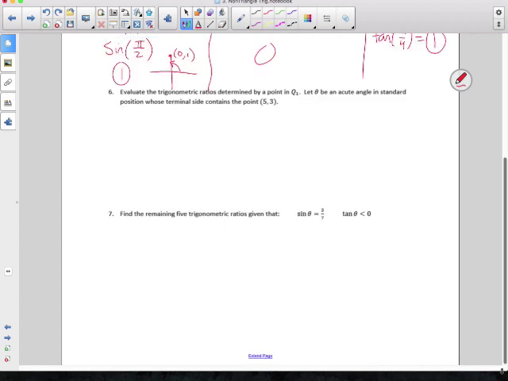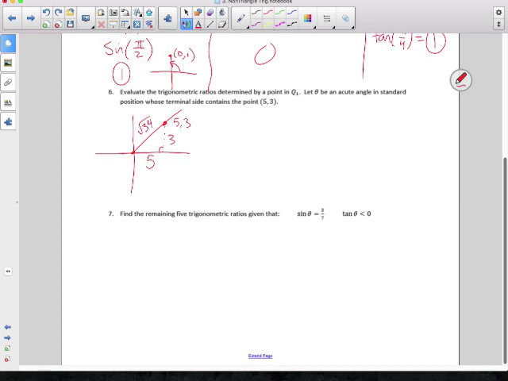Here it says evaluate the trig ratios determined by a point in the first quadrant. Let theta be an acute angle in standard position, whose terminal side contains the point (5, 3). Standard position means that we're starting at (0, 0) and going out to hit this point, (5, 3). If I view this, that's 5 and 3, and I can still draw a little triangle here. I can do my basic Pythagorean theorem and get that this side length is the square root of 34.